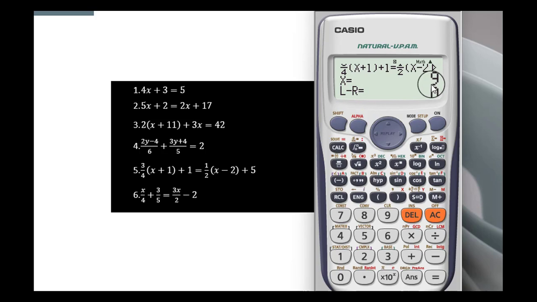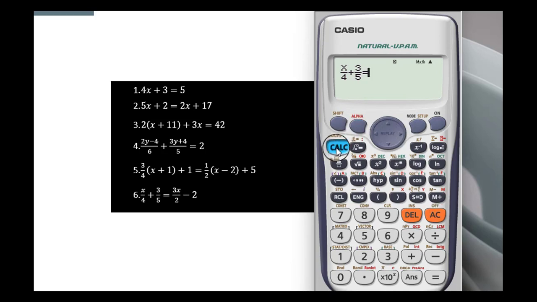Okay, now last but not least, the number 6, the question we have here. Let's press our AC key once again, and then first of all, you press your fraction key. x over 4 is what we need. So alpha x, scroll down, over 4. Then you scroll forward, plus another fraction key, 3 over 5. Scroll forward.